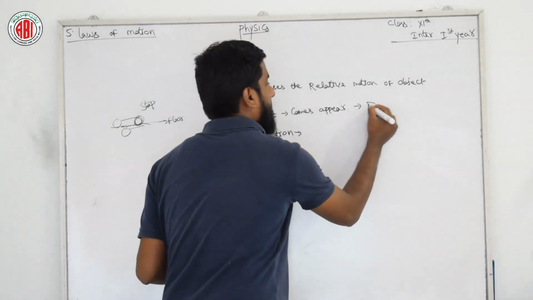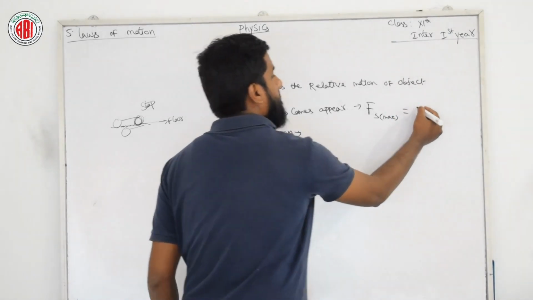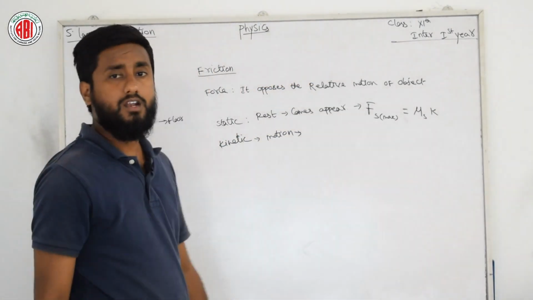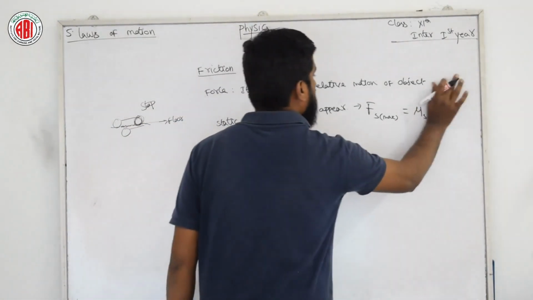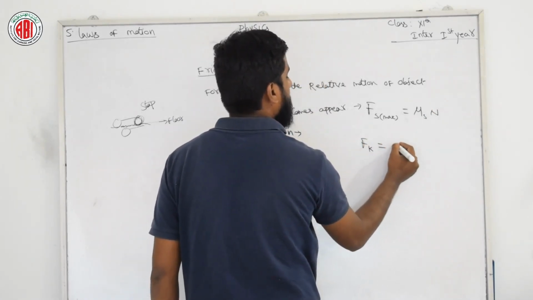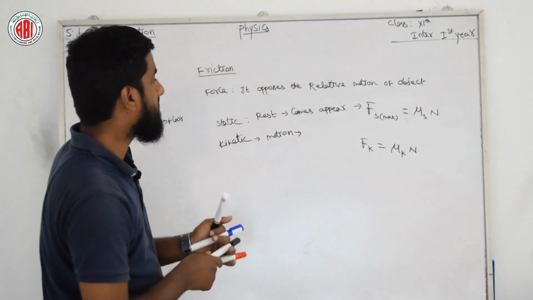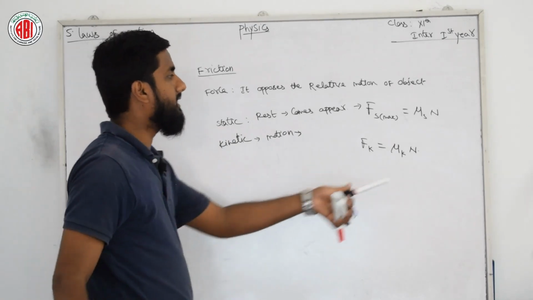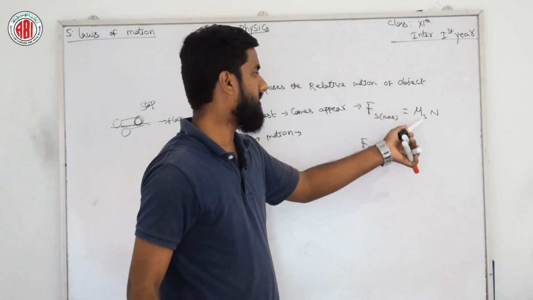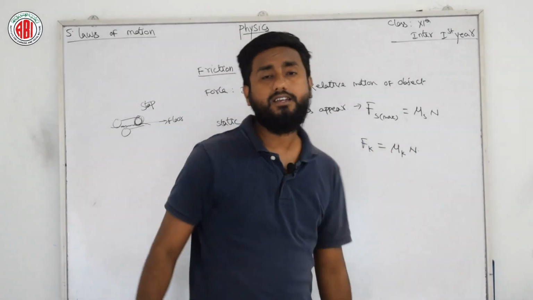Static friction: Fs max, the maximum friction, equals mu s n. Next is kinetic friction: Fk equals mu k n. Here n is the normal force, mu s is the static friction coefficient, and mu k is the kinetic friction coefficient.